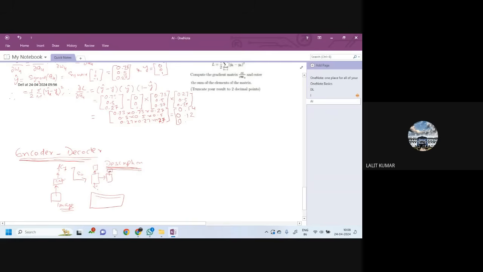Is this part clear? Yes. So this is the encoder part, and this is the decoder part.